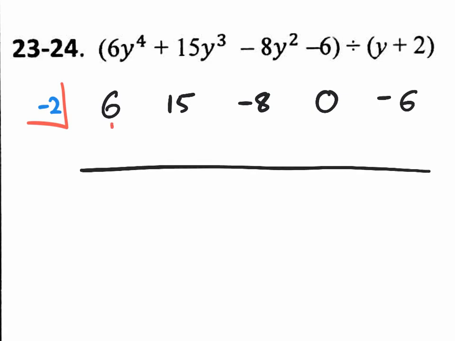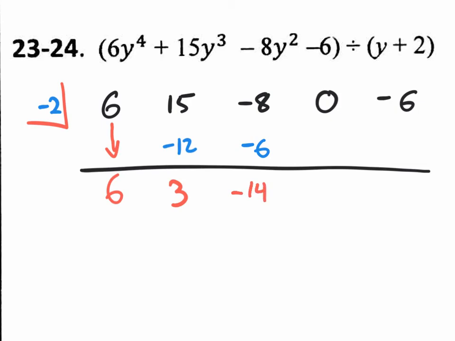As you go down, combine 6 plus nothing. There's nothing there. That's just 6. -2 times 6 is -12. Positive 15 combined with -12. What do I get? 3. When I multiply -2 times 3, what do I get? -6. When I combine -8 and -6, what do I get?